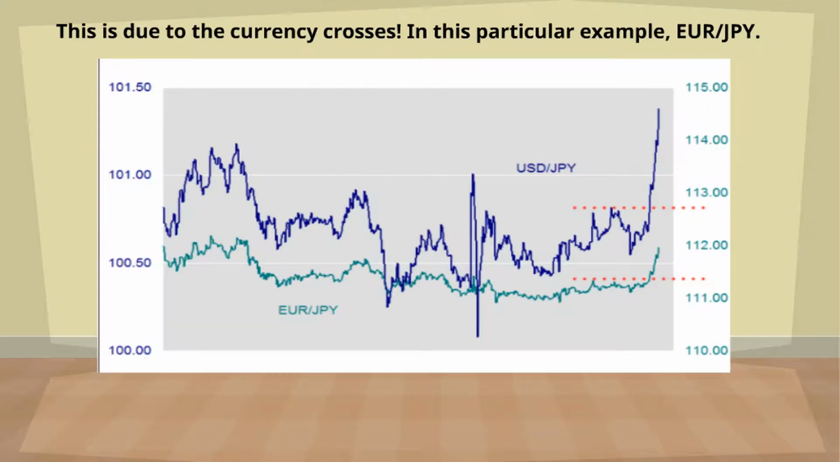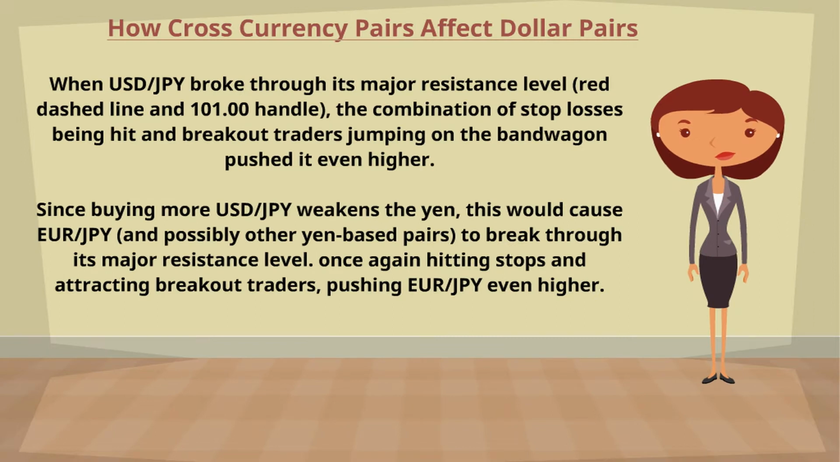This is due to the currency crosses. In this particular example, Euro to Japanese yen. When US dollar to Japanese yen broke through its major resistance level, red dashed line and 101.00 handle, the combination of stop losses being hit and breakout traders jumping on the bandwagon pushed it even higher. Since buying more US dollar to Japanese yen weakens the yen, this would cause Euro to Japanese yen, and possibly other yen-based pairs, to break through its major resistance level. Once again hitting stops and attracting breakout traders, pushing Euro to Japanese yen even higher.